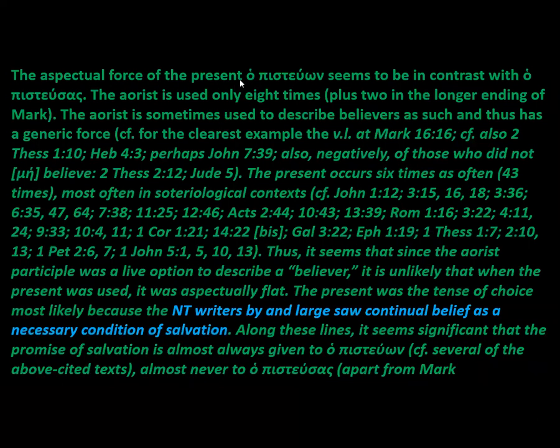So he says the aspectual force of the present of pisteuon seems to be in contrast with the aorist. And so he gives passages and everything like that. The aorist is sometimes used to describe believers as such and thus as a generic force. He says that right here, but then he says the present tense occurs 6 times as often and in soteriological context. Thus, it seems that since the aorist participle was a live option to describe a believer, it is unlikely that when the present was used, it was aspectually flat. The present was the tense of choice, most likely because the New Testament writers, by and large, saw continual belief as a necessary condition of salvation.